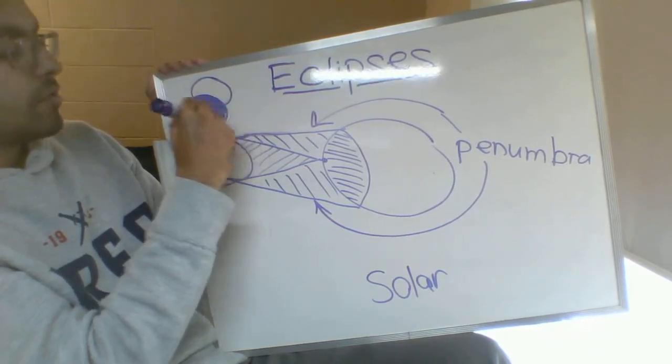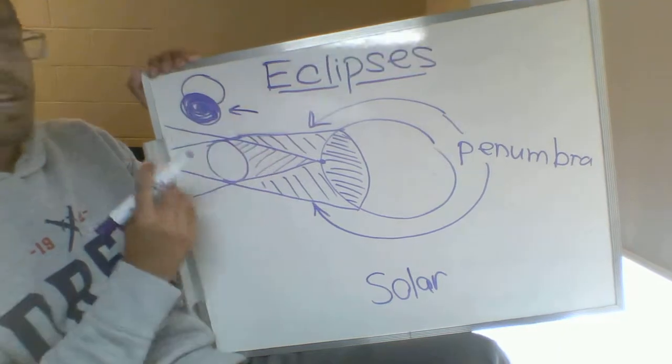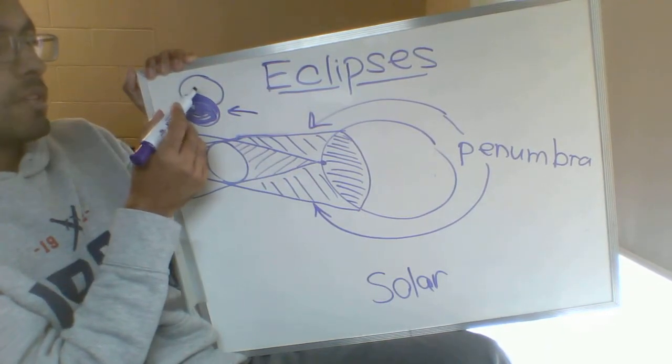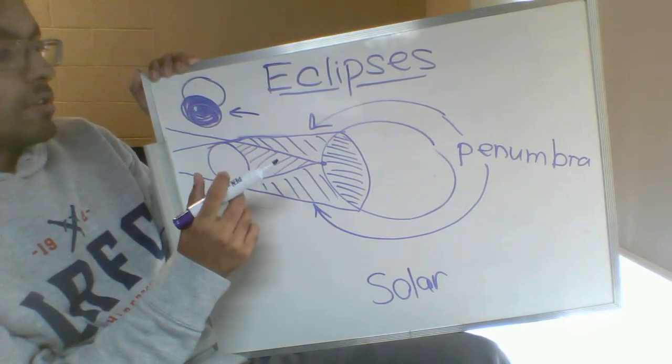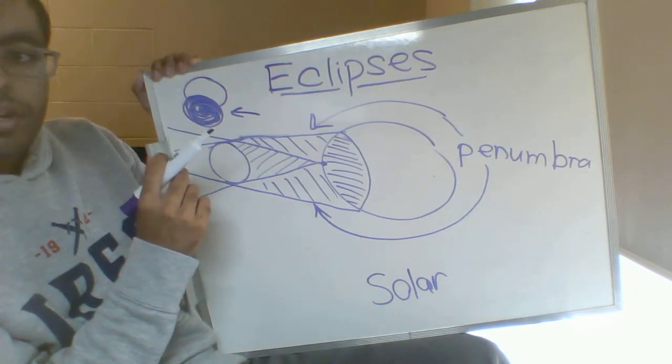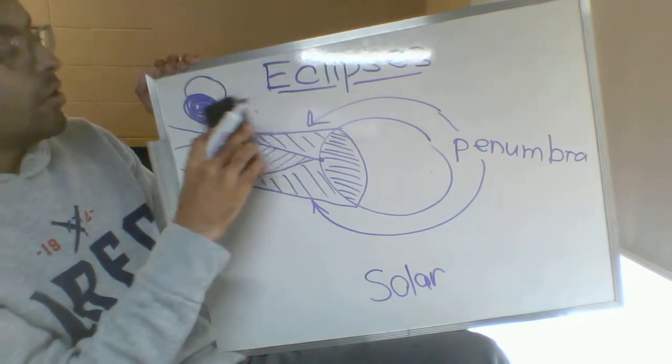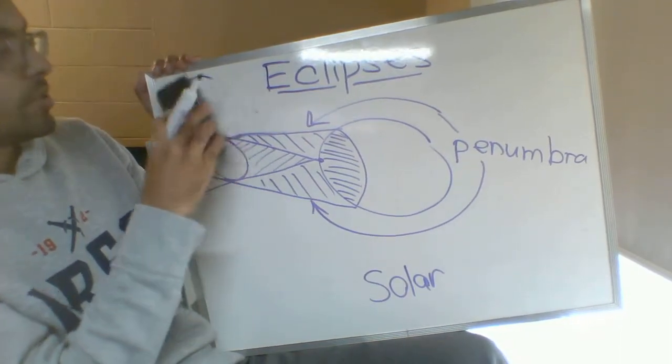You've got the moon sort of down here, and it's moving, let's say, directly to the left. It's never going to completely cover that white sun in the back, right? So it gets partially covered, but not completely covered. So this is how the two different types of eclipses work.